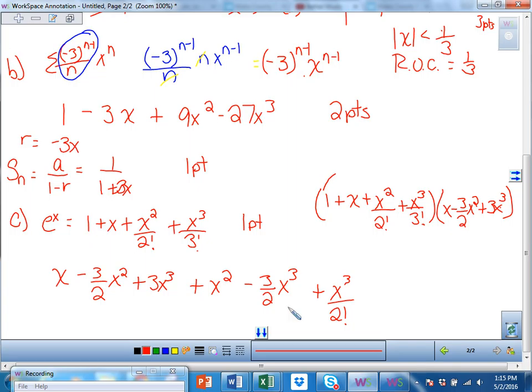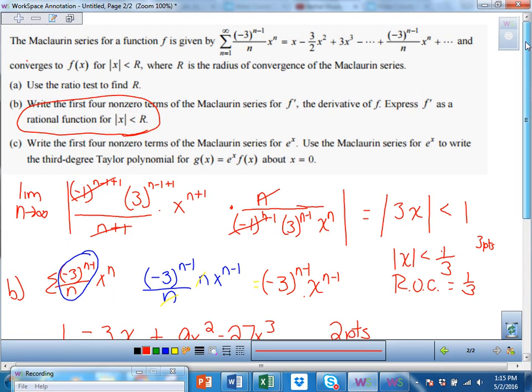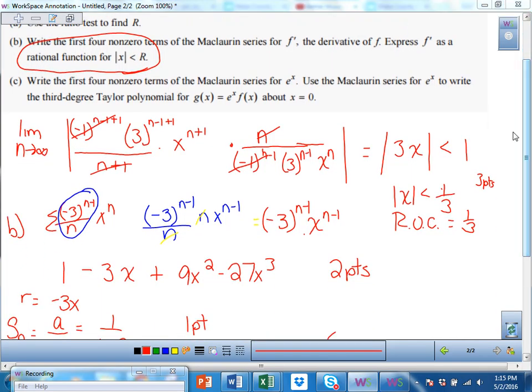Yes? How do you multiply the individual terms? I think it says find the first. So you're asking if you could multiply this general term by e to the x's general term? I think you could, and then just write it out. Yep. You should be able to do that, I think.